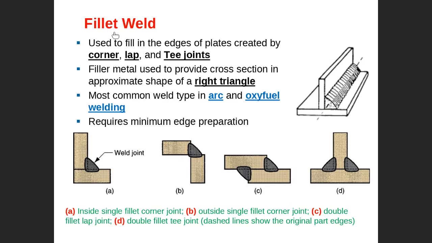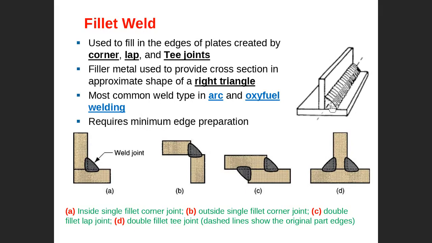First, the fillet weld. Fillet weld is like a triangle. This is a fillet weld. Actually, this is a 3D view of the fillet weld. It's like a triangle and well done here, as you can see. So this is what we call a fillet weld. This fillet weld can be used with a corner, lap, and T. This is a corner, this is a lap, this is a T. So in the case of corner, lap, and T, usually we use fillet weld.